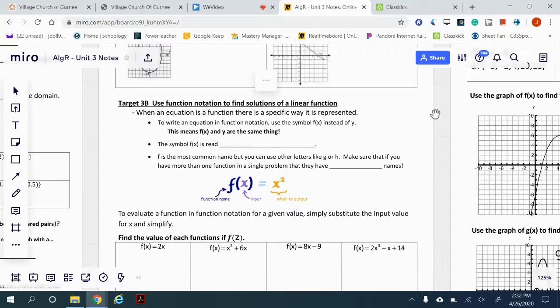All right, and now here's the deal. What we're going to talk about in Target 3B is language, some new vocabulary, and some new way to notate things that are specific to only functions, not to something that is just a relation.